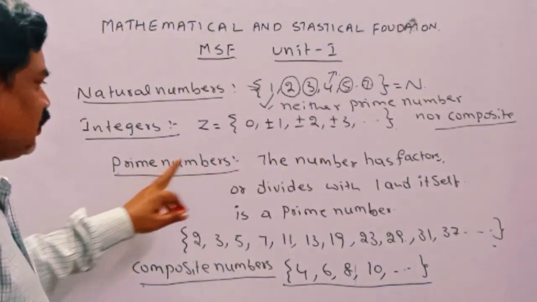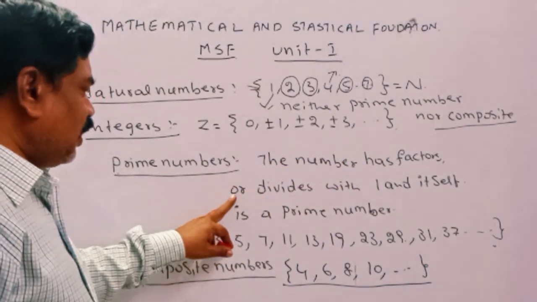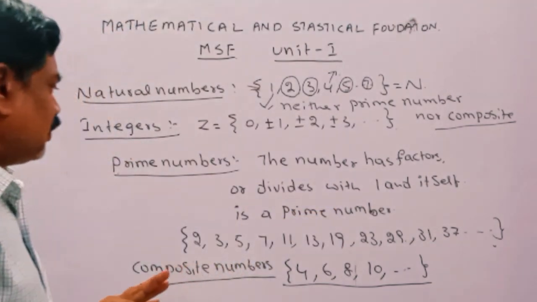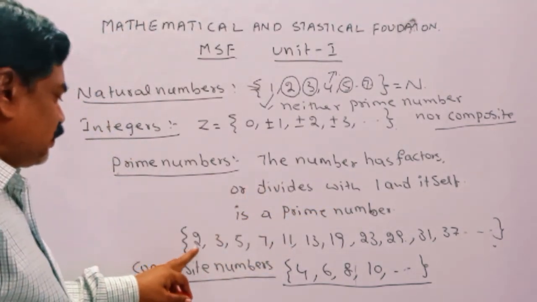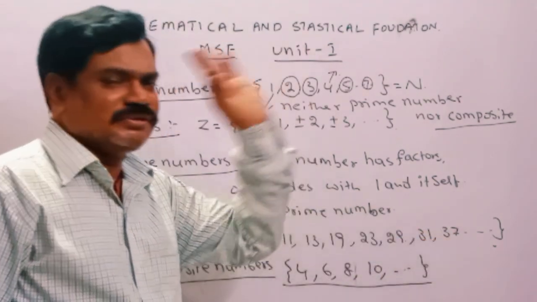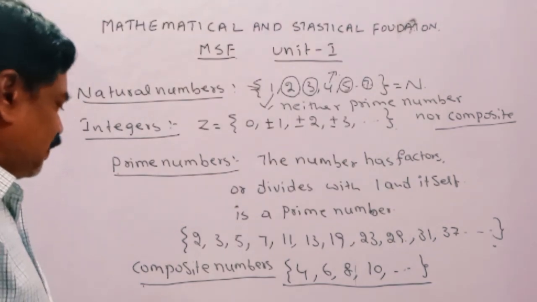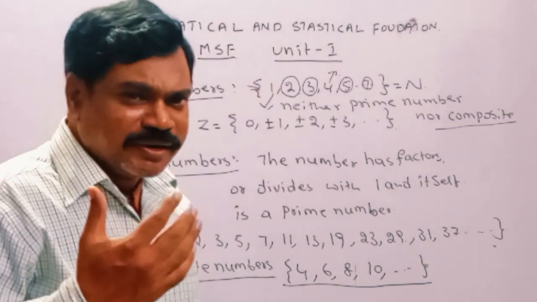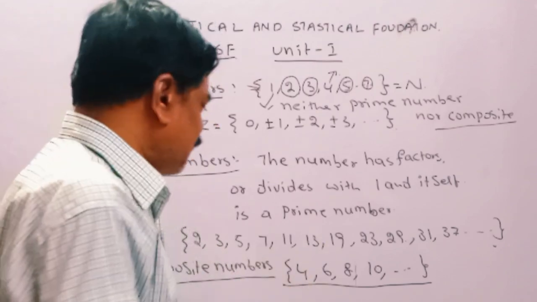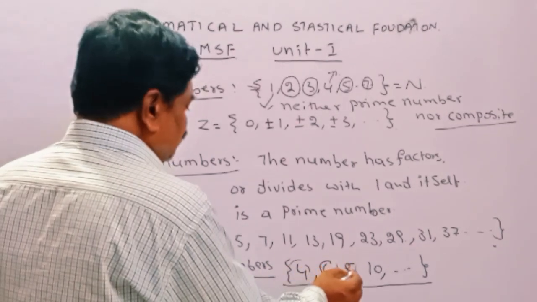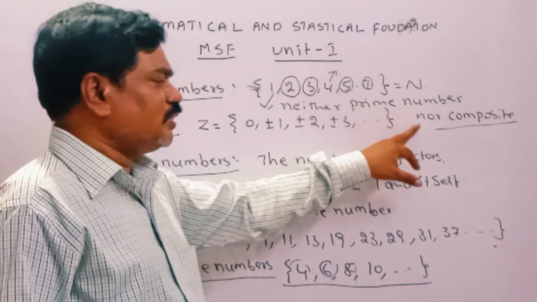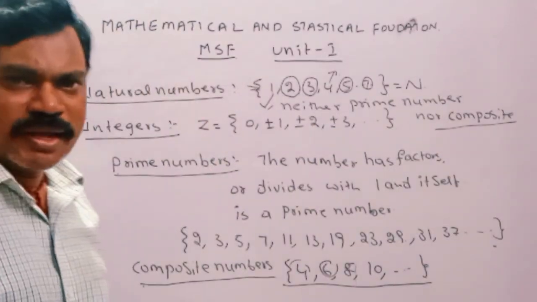So prime numbers are numbers that have factors, or are divisible by, only one and itself. Examples: 2, 3, 5, 7, 11, 13, 19, 23, 29, 31, 37 and so on. A composite number has more than two factors, meaning one and itself and others also. Then that type of number is called a composite number. Here one is neither a prime number nor a composite number.